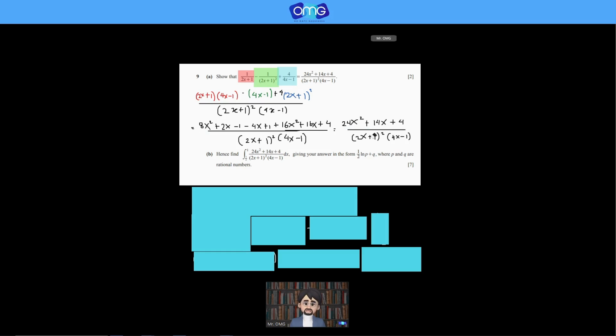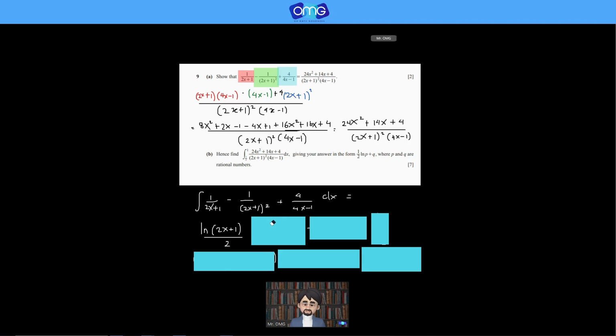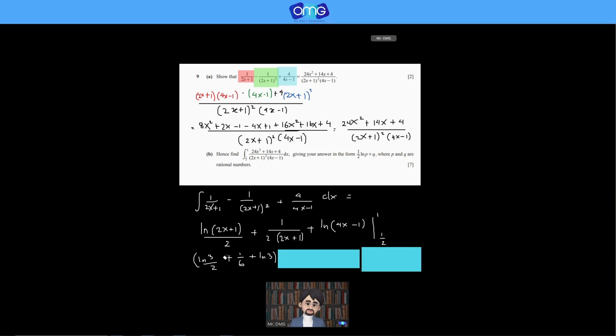And then find the integration of this. Give your answer in terms of this, and we need to use part (a) because it says so here. The integration of 1 over 2x plus 1 becomes this, and this uses the power rule, using ln again. Then put the limits 1 until half. So we put 1 first, we get this, and we put half, we get this. We simplify them, and we get half times ln 37 over 2 minus 1 over 12, and that's the answer.